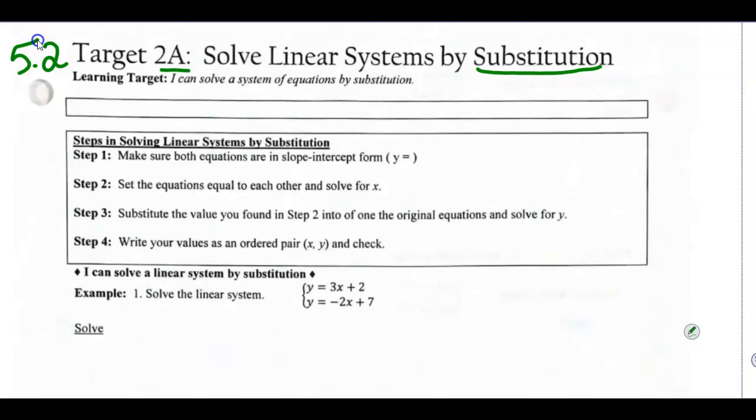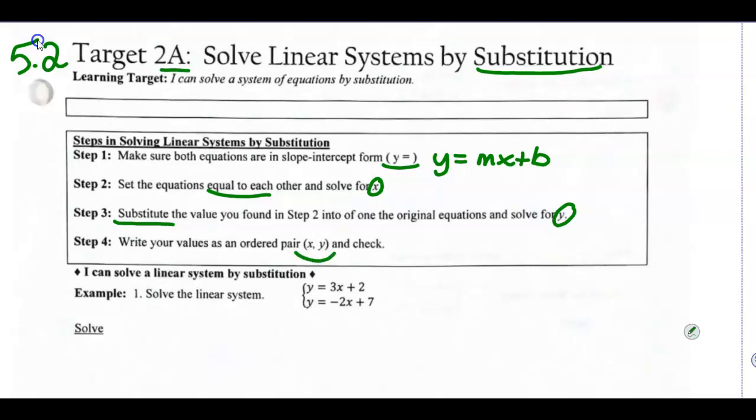So here are the steps. We have to make sure both equations are in the y-intercept form, y equals mx plus b. And then we'll go through the steps. We set the equations equal to each other, and then we solve for x. Once we have x, we substitute that x value into one of the original equations, and we then find out what the y is. Once we have our x and our y, that's where we come up with the solution point.